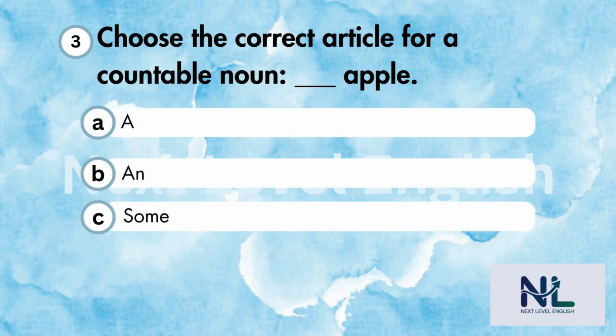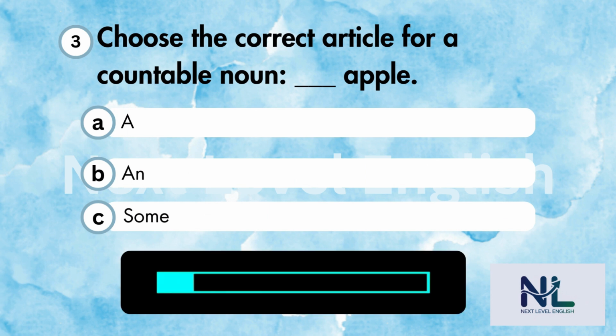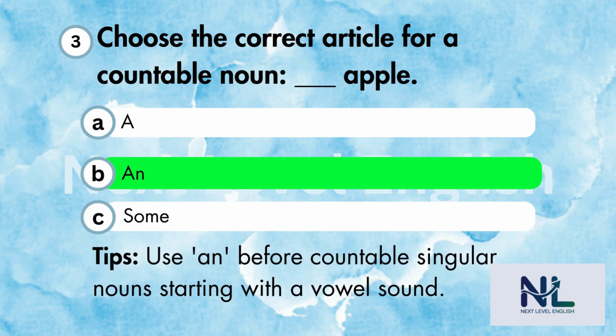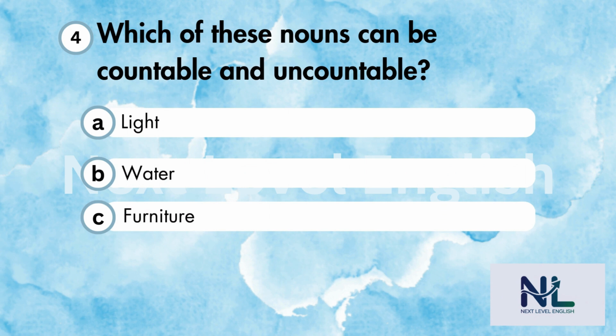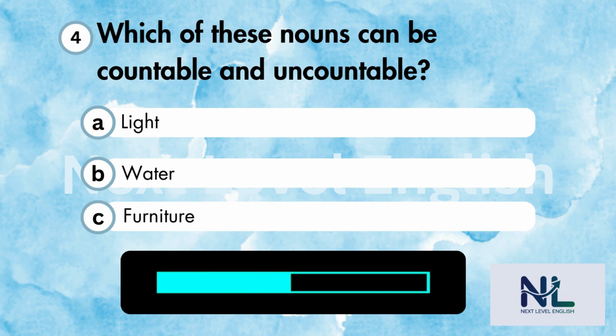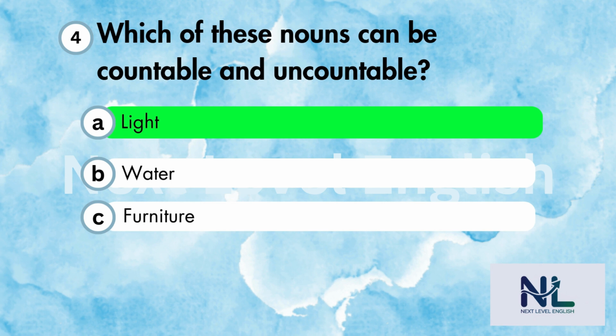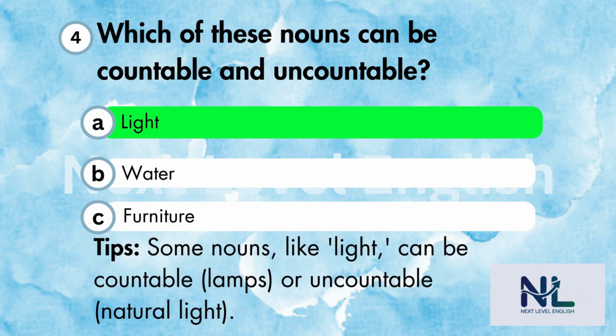3. Choose the correct article for a countable noun. Apple. An. Tips: use an before countable singular nouns starting with a vowel sound. 4. Which of these nouns can be countable and uncountable? Light. Tips: some nouns, like light, can be countable, lamps, or uncountable, natural light.